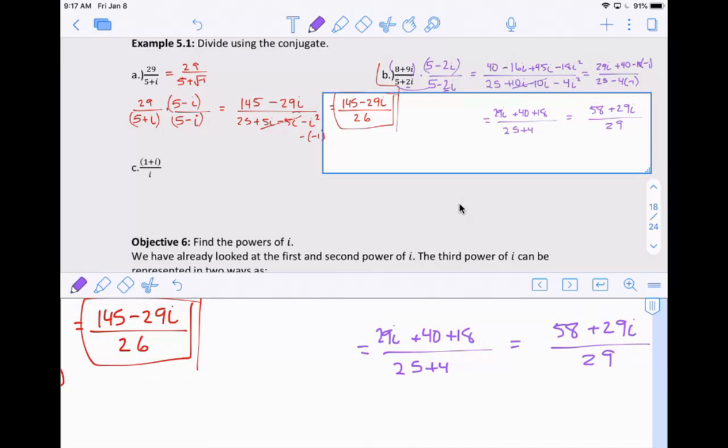Now here, we may want to try simplifying this. You notice how 29 goes both into 58 and into itself. And so we can reduce this down to 2 plus i. So we do want to simplify a little bit. And now it's not just a horrible fraction. It's not even a fraction at all. So that's kind of nice.